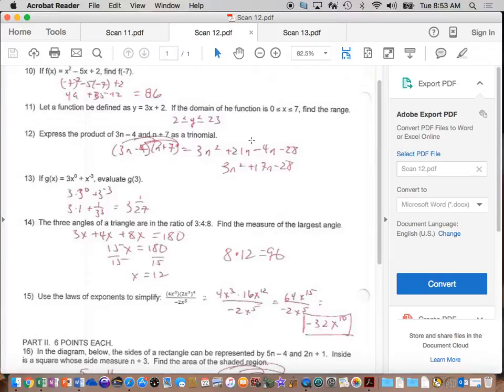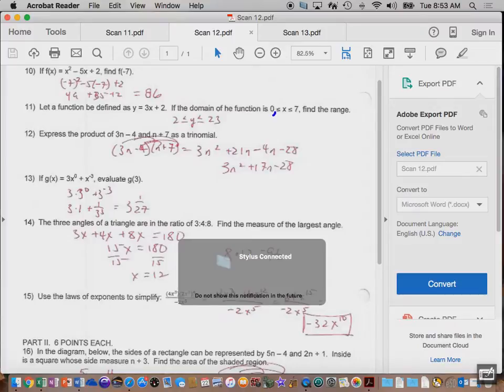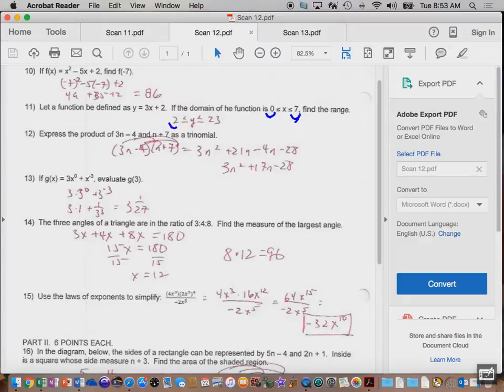There are two ways to do this. One way to do number 11 is to take the ends, the boundaries of the domain. In this case, the boundaries of the domain are 0 and 7. It actually includes all of the numbers in between, but the boundaries would be 0 to 7. I plug in a 0, 3 times 0 is 0, plus 2 is 2. I plug in a 7, 3 times 7 is 21, plus 2 is 23. And that gives me the bounded region for the range.